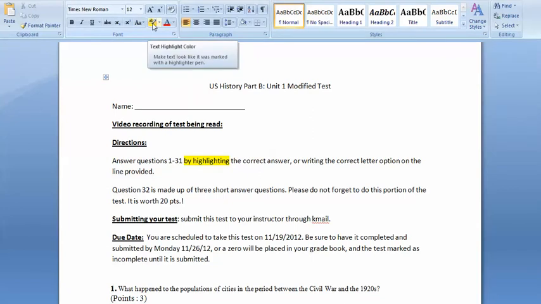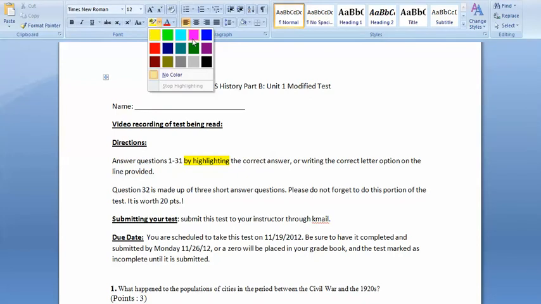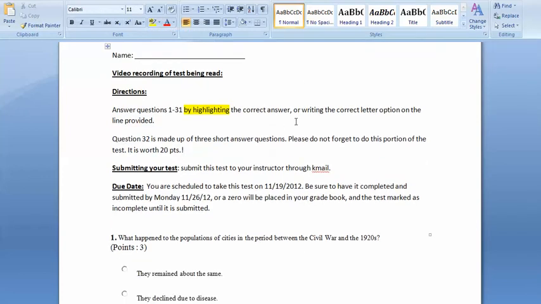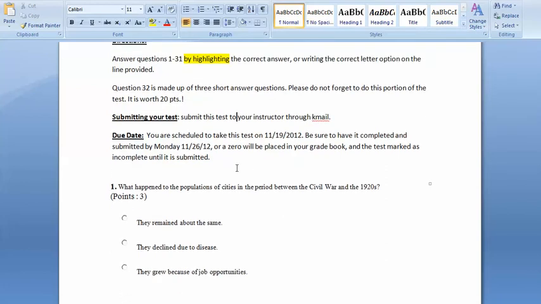You can choose basically any color that you want, but try to keep it a light one like yellow or one of these turquoise options or green. If there is a line provided with the question, make sure that you type the correct answer option on the line if there is one. Question 32 is made up of three short answer questions. Please don't forget to do this portion of the test. It's actually worth 20 points, and that's a significant portion of your grade.